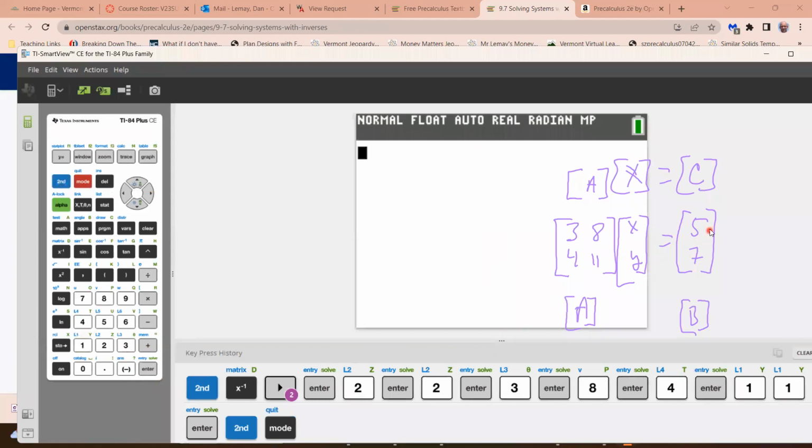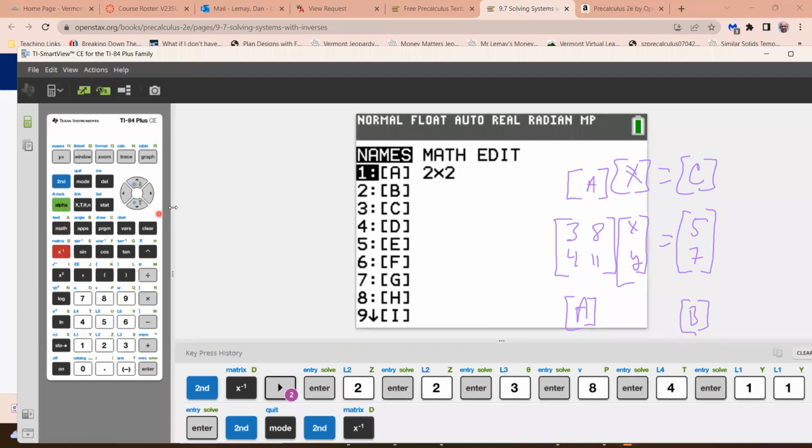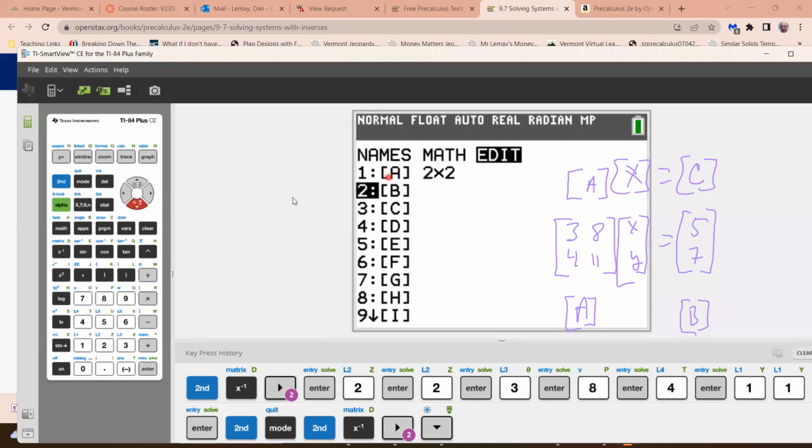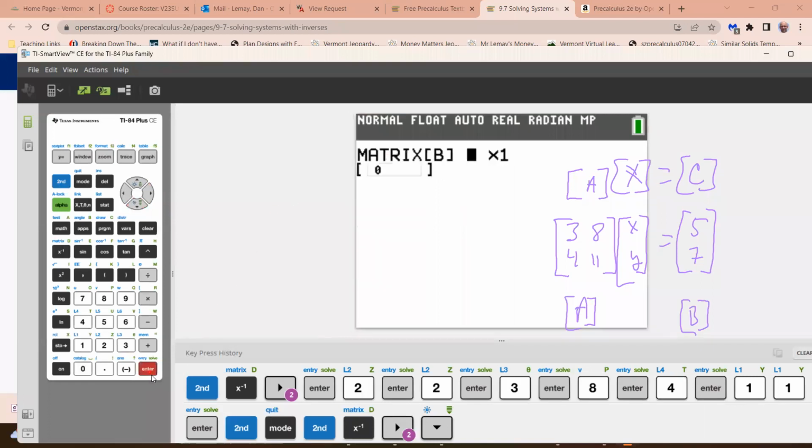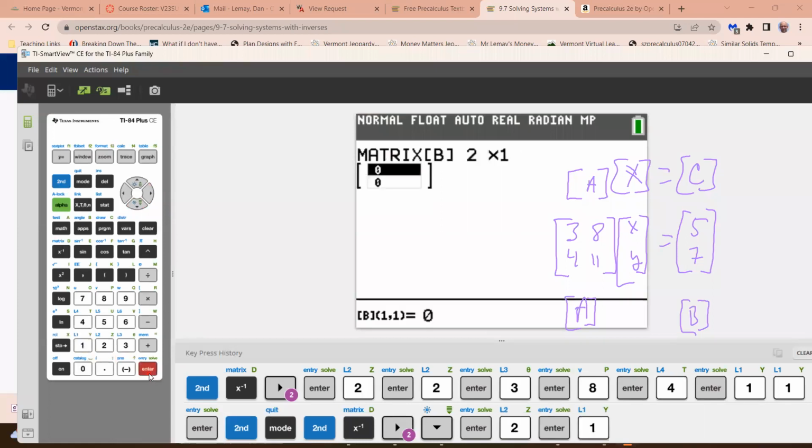And now we're going to create a two row, one column matrix for the constants. So second matrix, come over to edit. Now here's the other mistake I've made many times. We want to not change matrix one. We're going to want to change matrix two. And this is 2 rows, 1 column. And then we're going to type in the 5 and the 7. Now we've got those 2 matrices in our calculator.